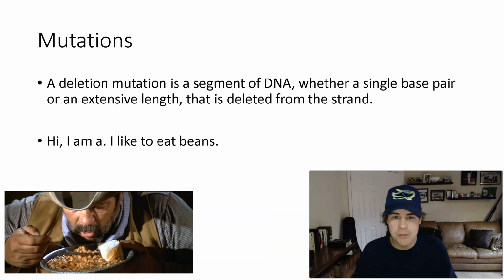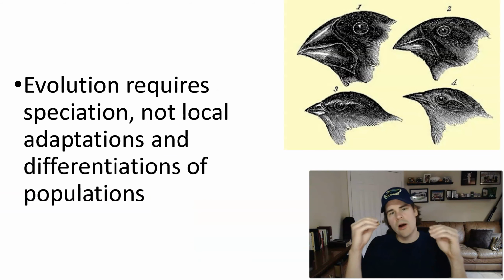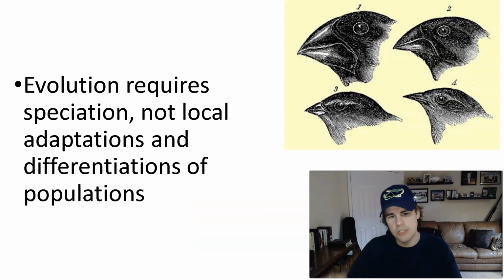And then a deletion mutation is extremely dangerous. We see this sometimes in cystic fibrosis. I'm a what? We don't even know what to do with this sentence. And sometimes that happens with cells as well. And so evolution requires speciation. Evolution requires one species to change into a different species, not local adaptations and differentiation of population. So that's a Christian argument as well.